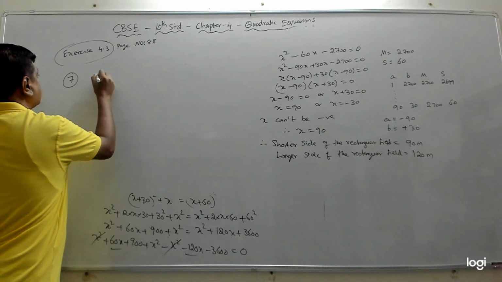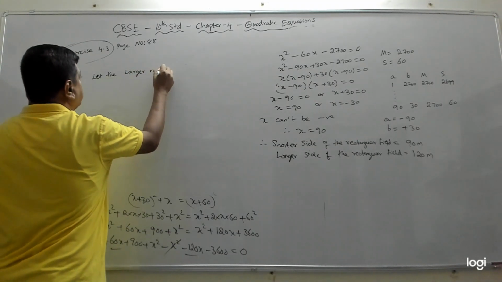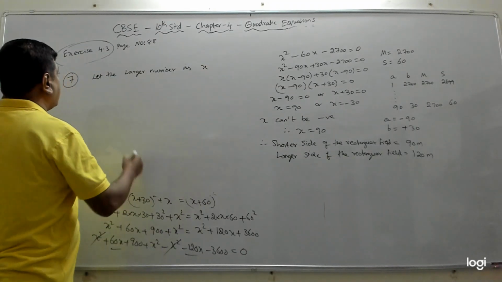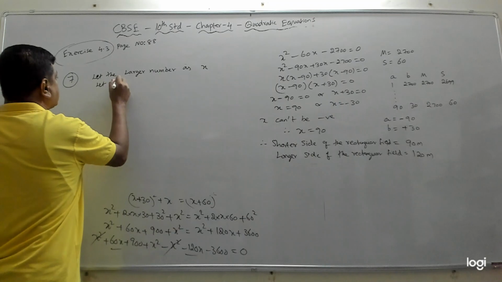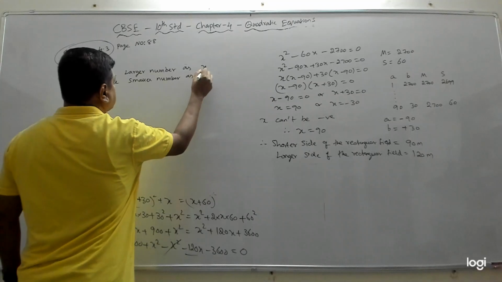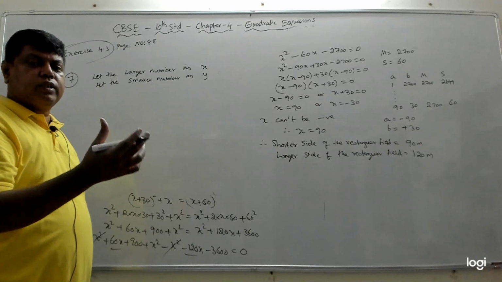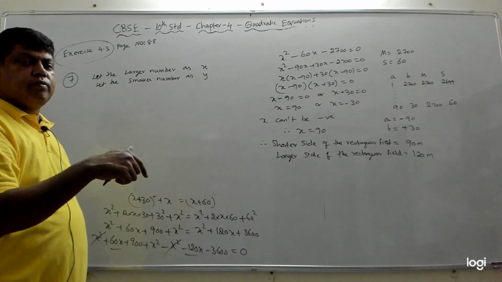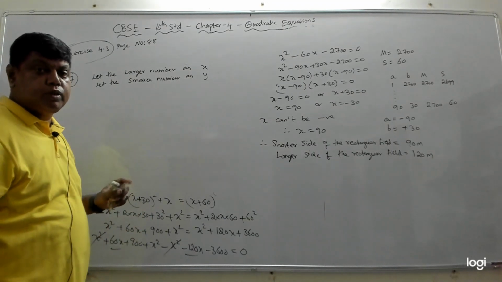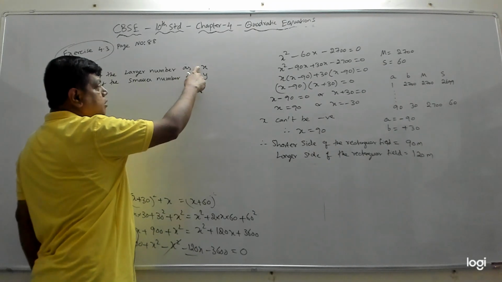So let the larger number be x, and let the smaller number be y. Now what the first statement says, the difference of their squares. Difference of their squares means you should square them and then find the difference. It is equal to 180, which means we should square the larger number, then square the smaller number, then subtract the square of the smaller number from the square of the larger number.